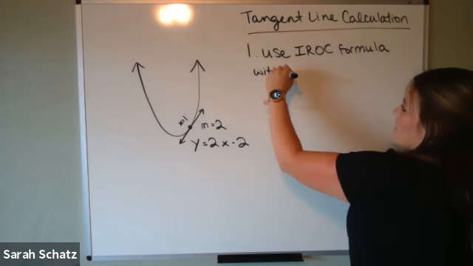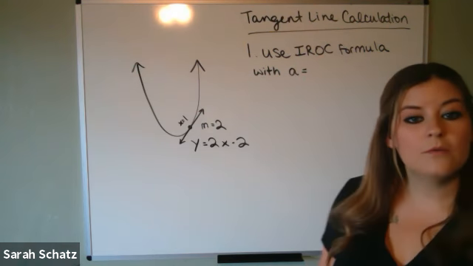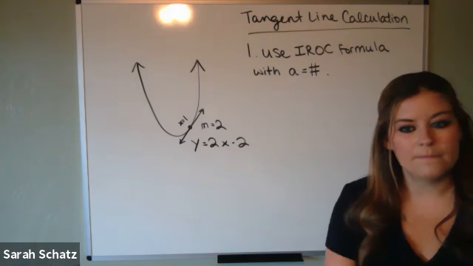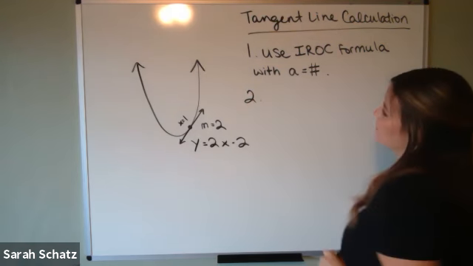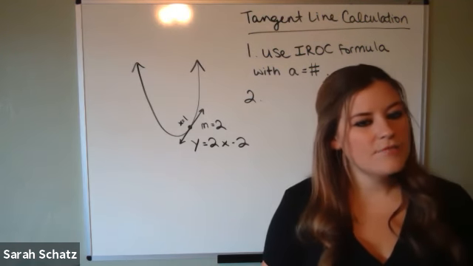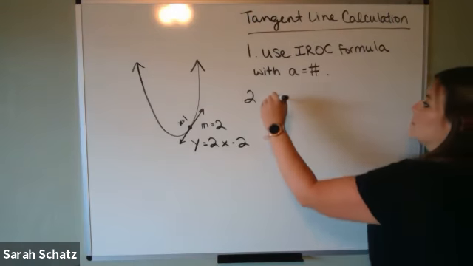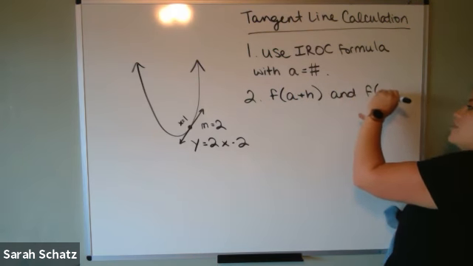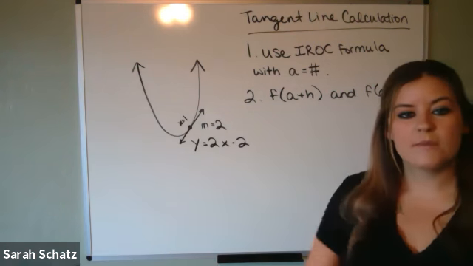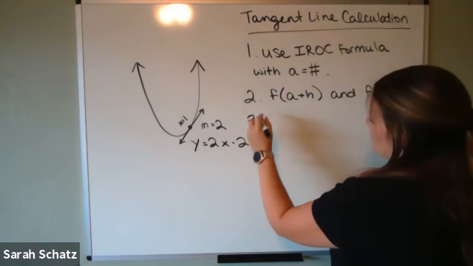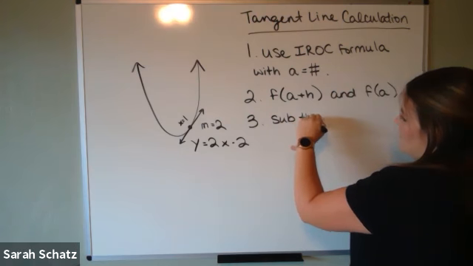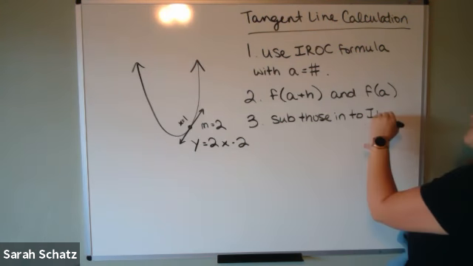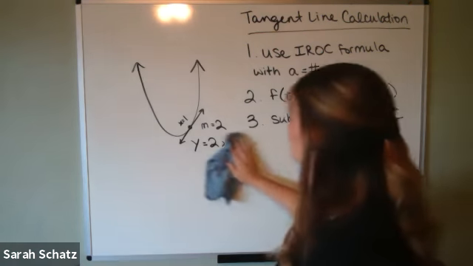With A equals, well, A would equal whatever your value is in there. So let's just say with A equals a number, that would signify putting in that value for A. And then from there, step 2, I would say you really need to find f of A plus h. And we'll go ahead and say also find f of A. You've got to find these two pieces so you can sub that into your IROC formula. And once you sub those into your formula, that formula goes pretty smoothly from there.